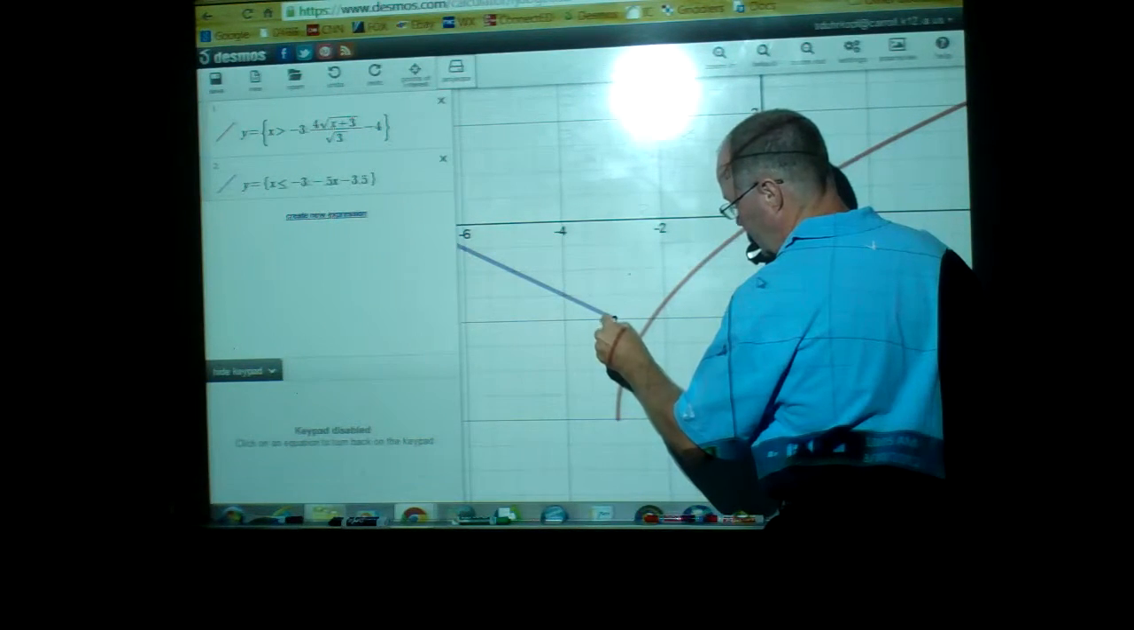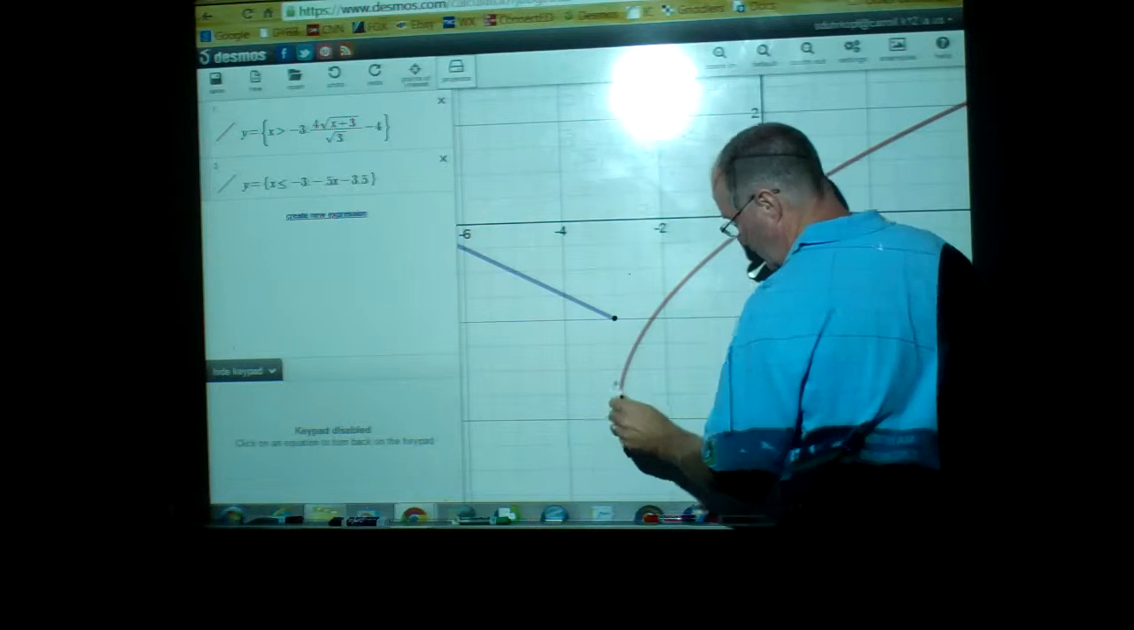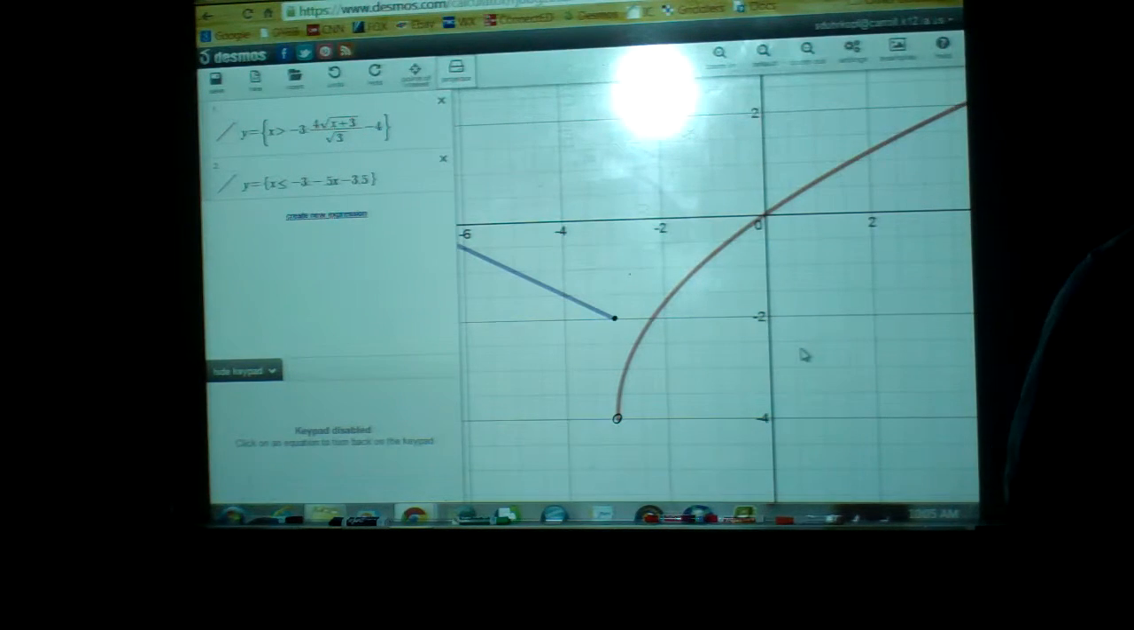This is actually a solid dot, and this is going to be an open dot. Are we drawing that on our paper? Did you want us to draw that on our paper? Yeah, you're going to want that on your paper.